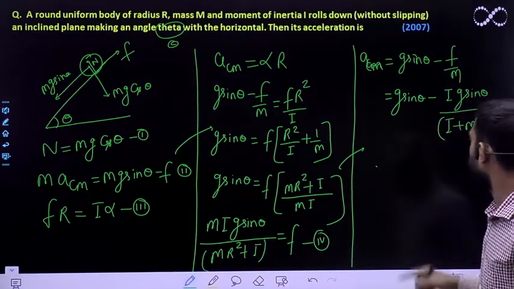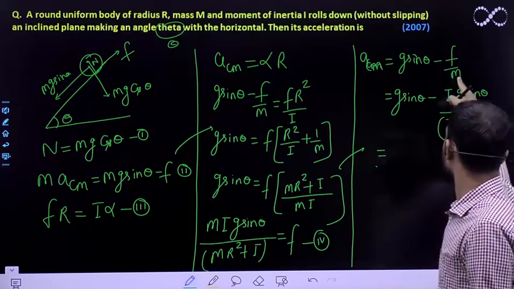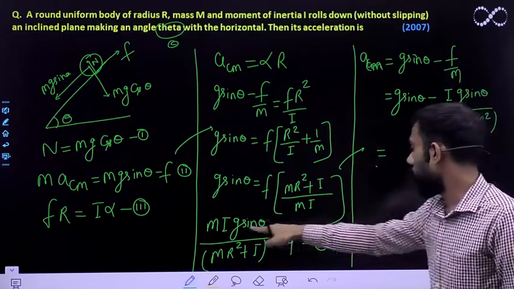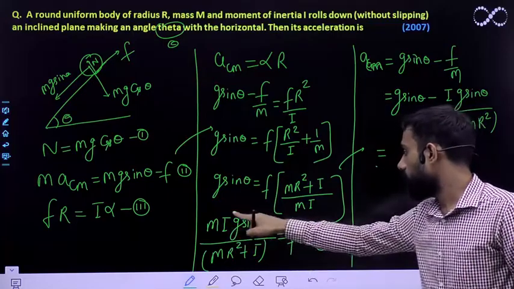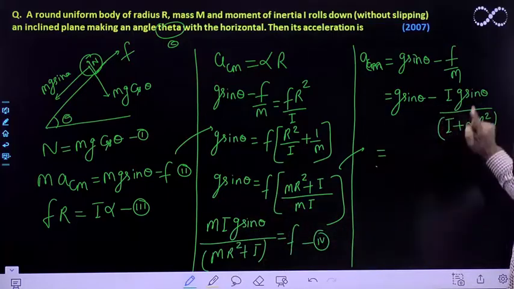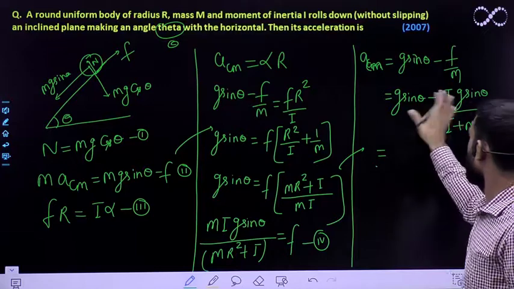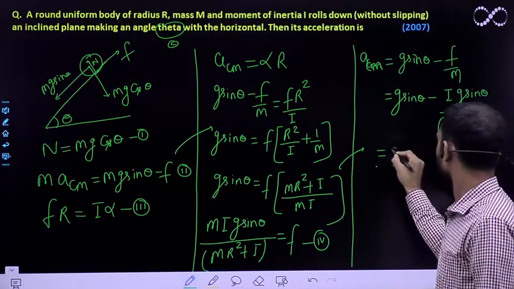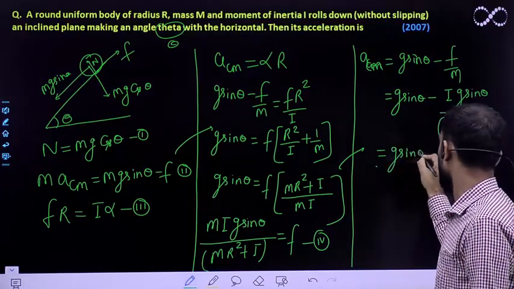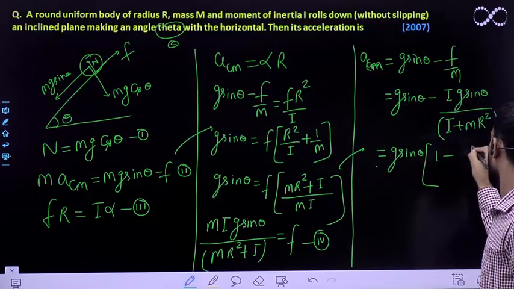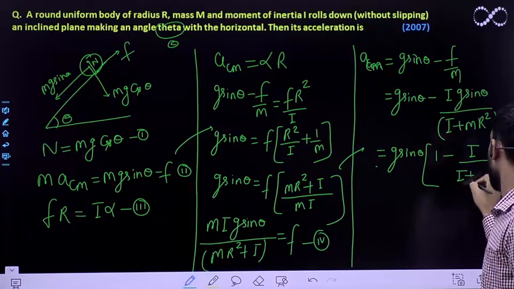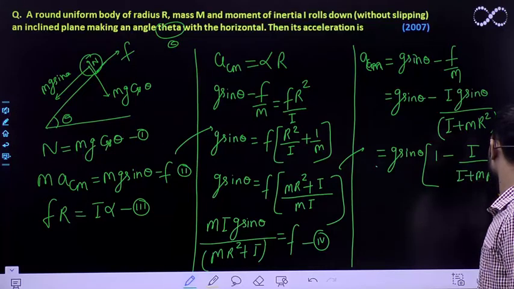So I can take g sin theta common. Here, this f upon m I am using from equation 4. Mind it, I have taken this m this side, so f upon m, and this quantity will be f upon m by using equation 4. Now g sin theta can be taken outside, so g sin theta will be common, and this will become 1 minus I upon I plus m r square.